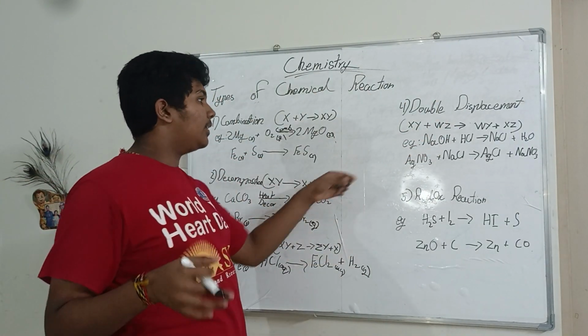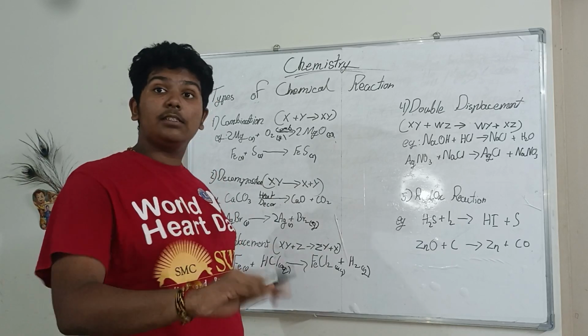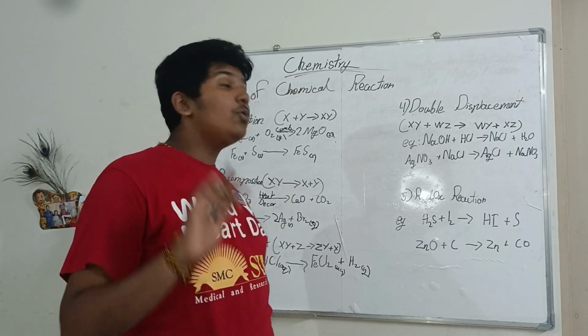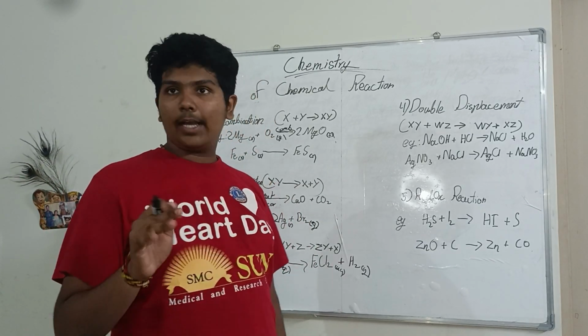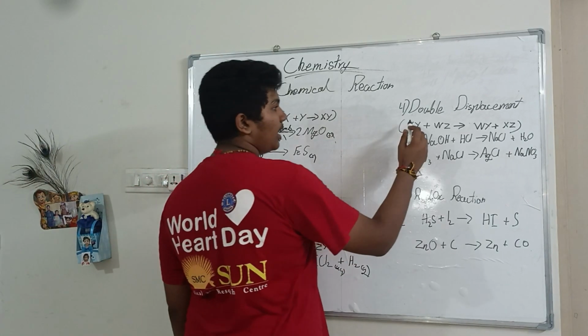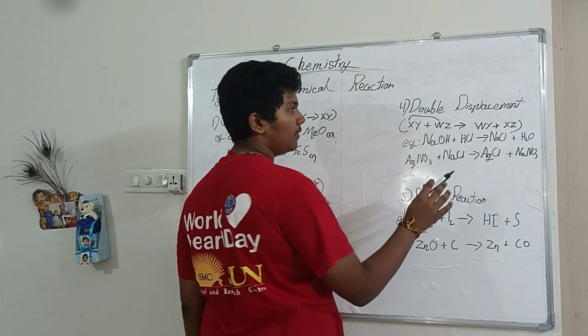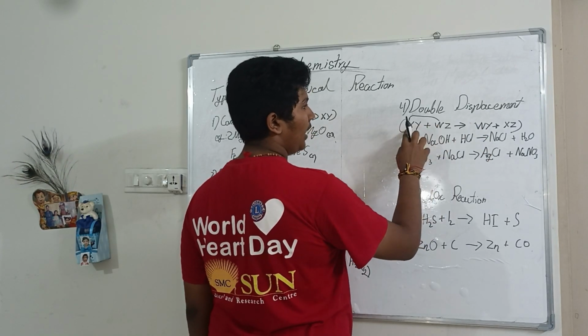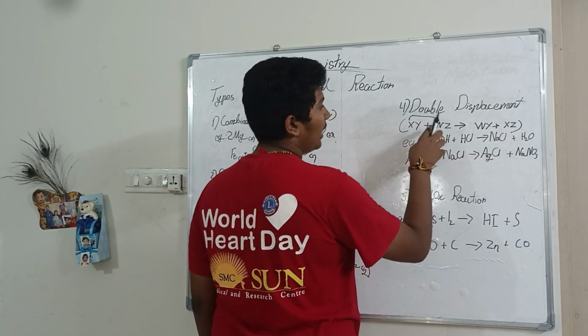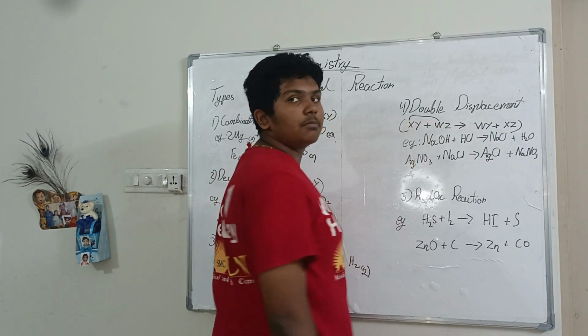Now double displacement. So here it is given XY plus WZ gives you WY plus XZ. So this guy here will go here, right? We saw now, X goes to the Z side and W goes to the Y side.